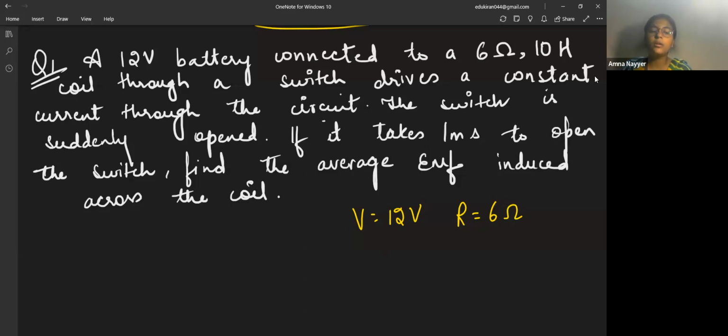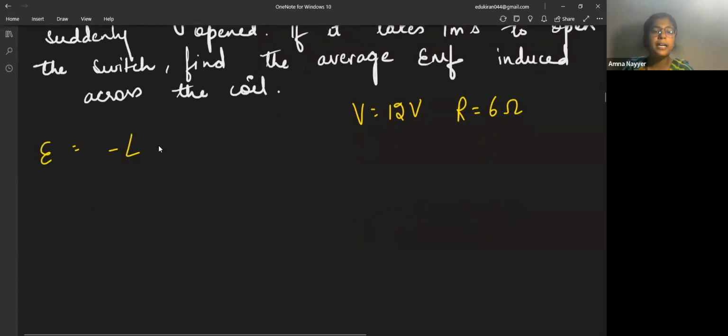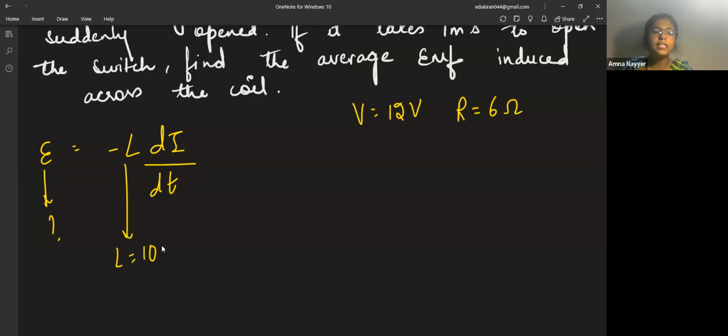See, in our formula, E is equal to minus L di over dt. What is EMF? That is the value of voltage. This EMF is not given, voltage is given. So EMF is unknown, we have to find it out. The value of L is given as 10 Henry. Current and time: time is given as 1 millisecond. 1 millisecond means 10 to the power minus 3 seconds.